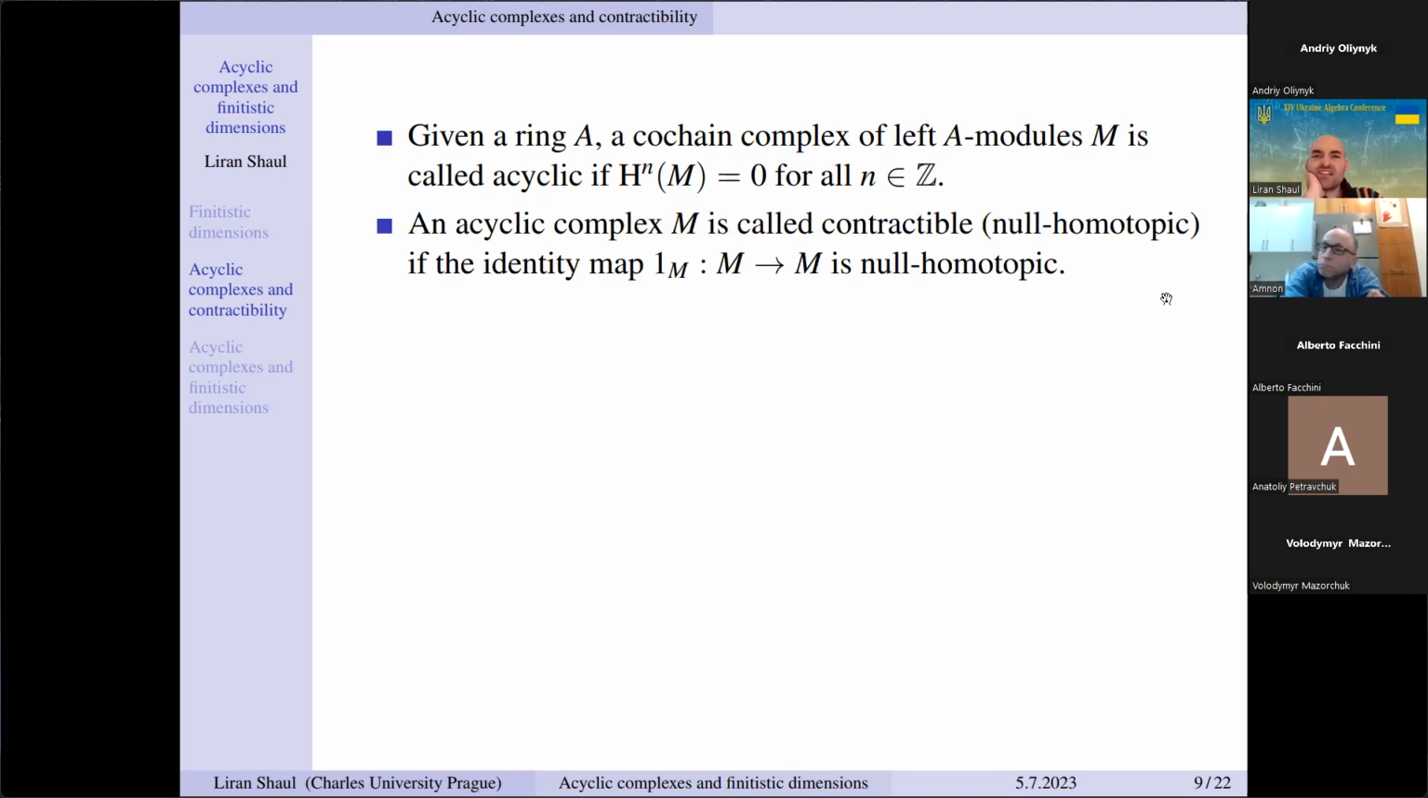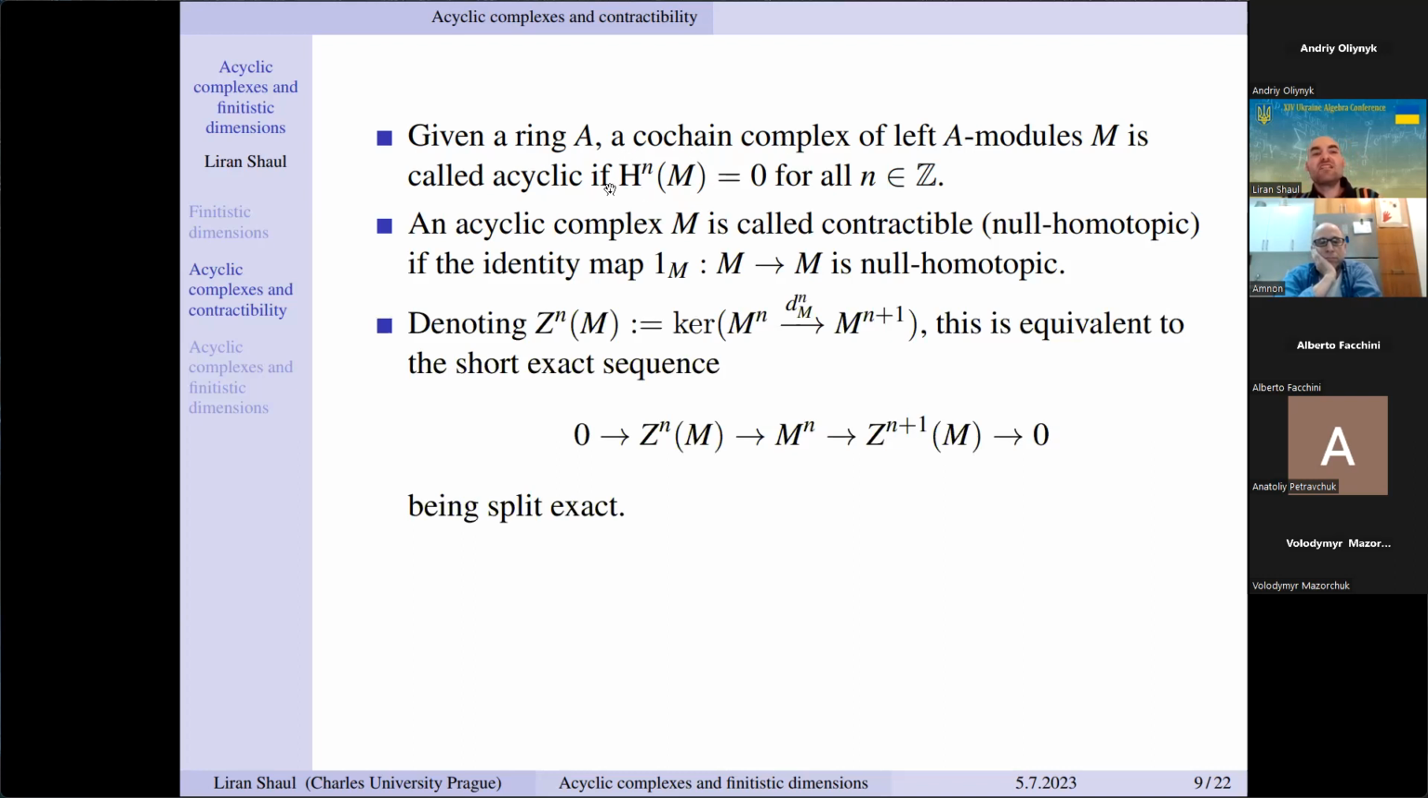Now, an acyclic complex is contractible if the identity map is null-homotopic. In this case, if I already know it's acyclic, it's easier to explain what it means. I can take the n-cocycle module, denoted Z^n(M), and then because this complex M is exact, this gives rise to a short exact sequence for each n: Z^n(M) going to the n-th part of the complex, going to Z^{n+1}(M), going to 0. Saying that the complex is contractible is just equivalent to the sequence being split exact.